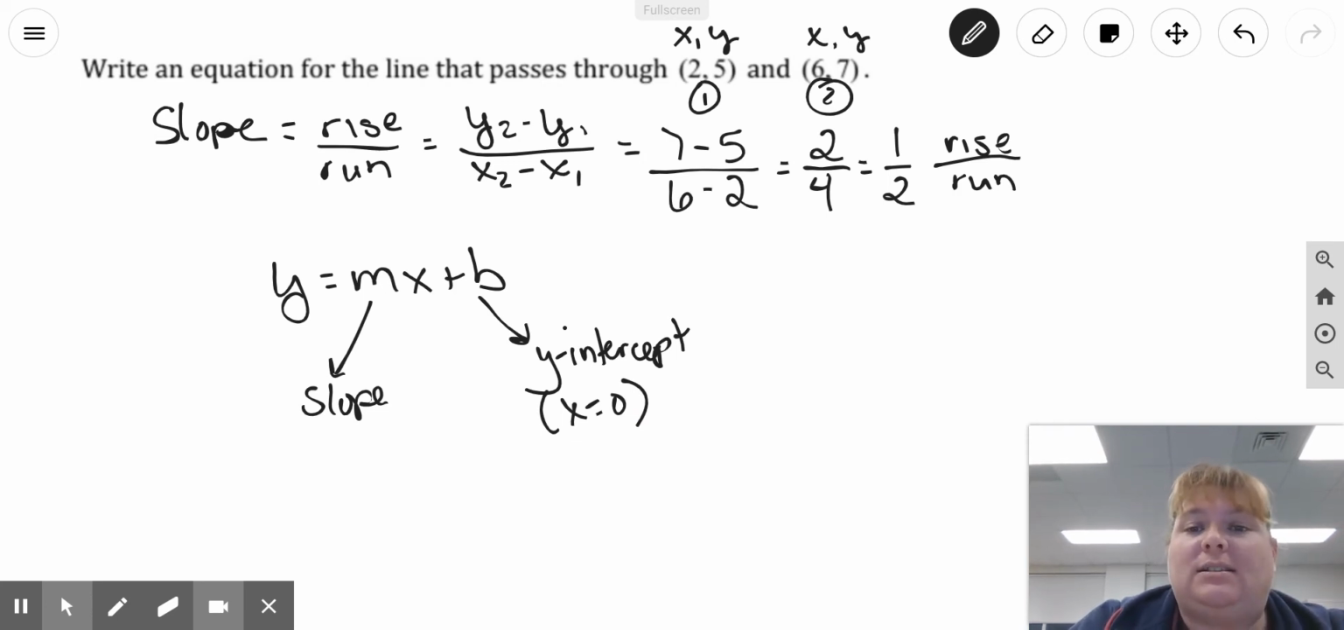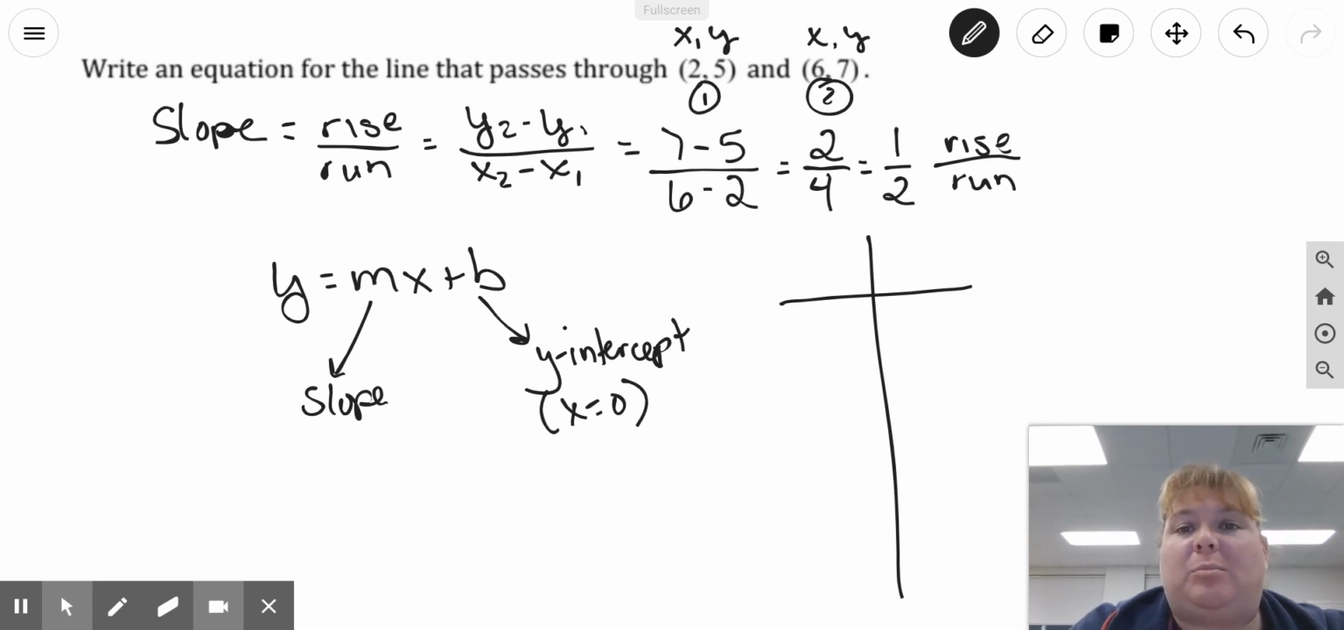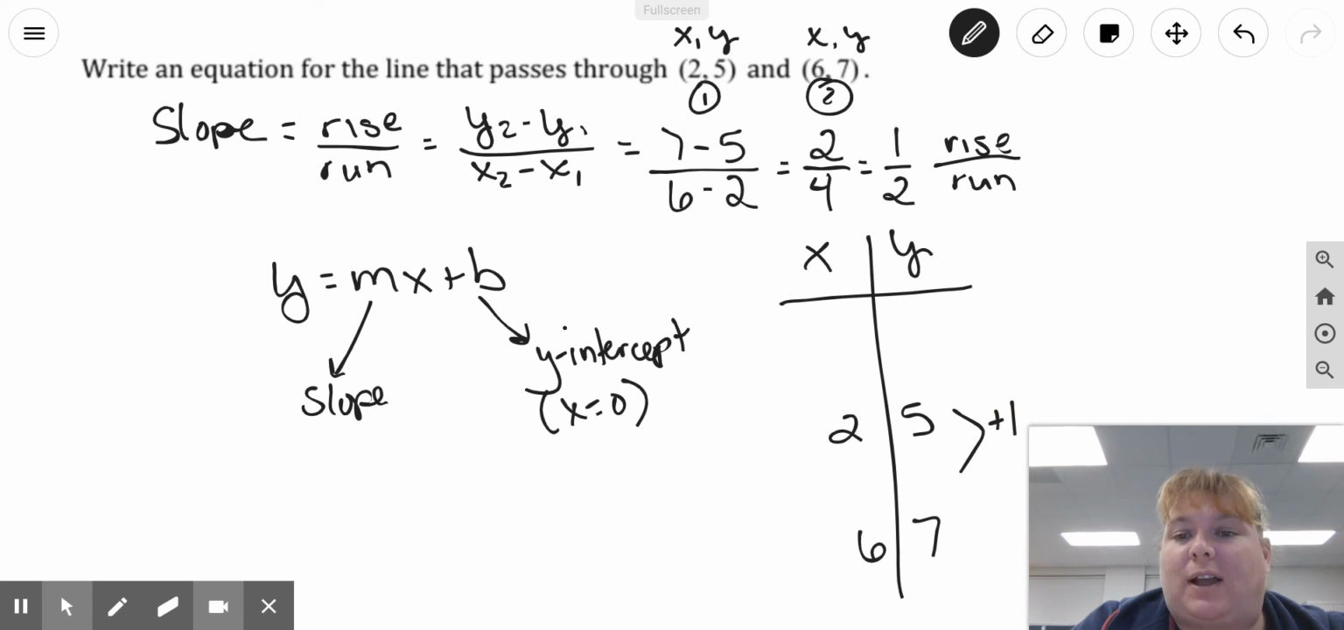We can set up a chart, like a T-chart, and we're going to put in our information. So if we have 2 and 5 and 6 and 7, okay? We said that we have a rise of 1 and a run of 2. So these are our x values, these are our y values. So when we talk about rise, that means that we're increasing each term by 1. So 5 plus 1 is 6, and 6 plus 1 is 7.